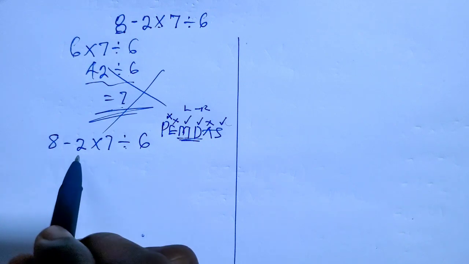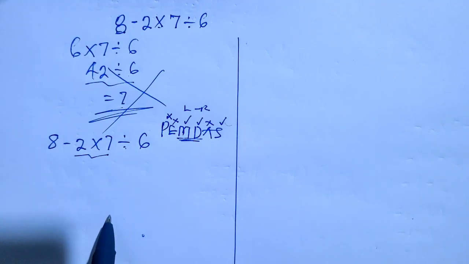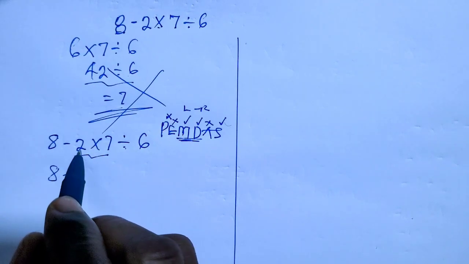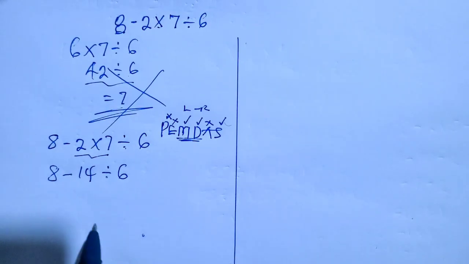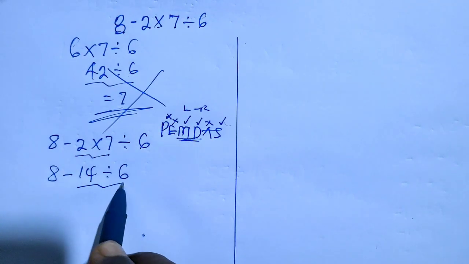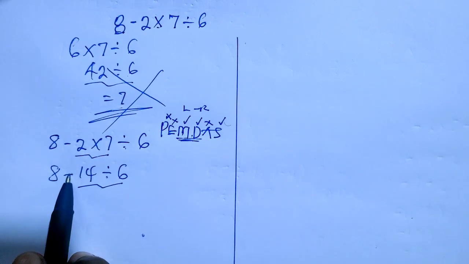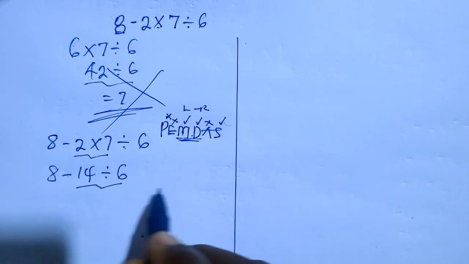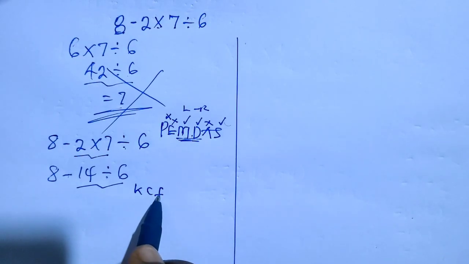Then as such, we are going to first of all consider multiplication right here. Now, this expression becomes 8 minus 2 times 7, that gives us 14 divided by 6. And next, we are going to consider division, because from this order of operation, division is of higher priority than subtraction here. But also, we are going to apply KCF here, where K means keep, C means change, and F means flip.